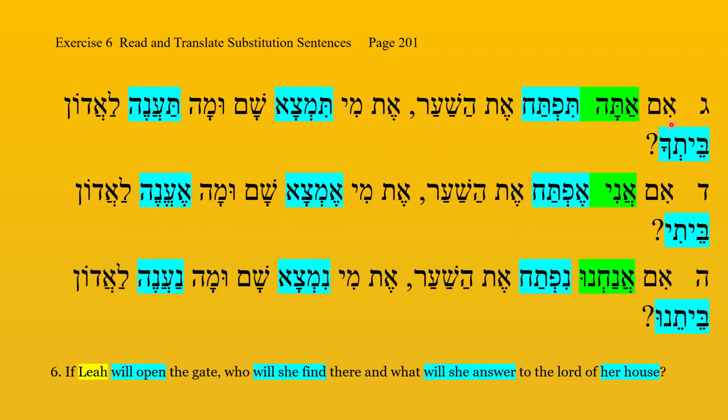Sentence 6, substitution Gimel. Im ata tiftach et ha-sha'ar et mi timtza sham uma ta'ane ladon beitcha. So if you will open the gate, who will you find there, and what will you answer to the Lord of your house? Substitution Dalet. Im ani eftach et ha'sha'ar et mi emtza sham uma e'enei la'adon beti. So if I will open the gate, who will I find there, and what will I answer to the Lord of my house?